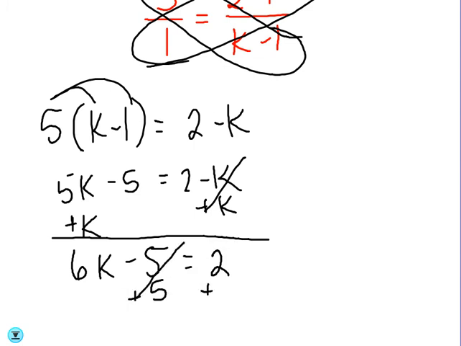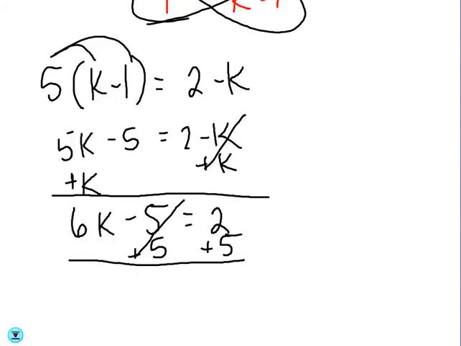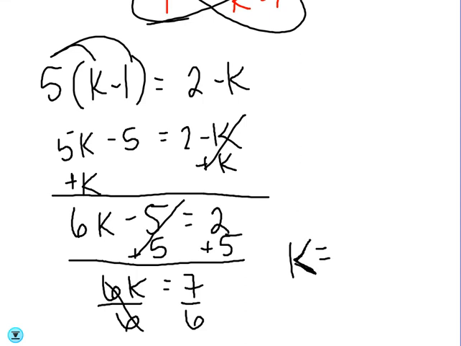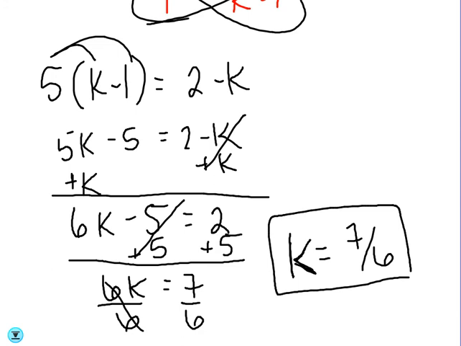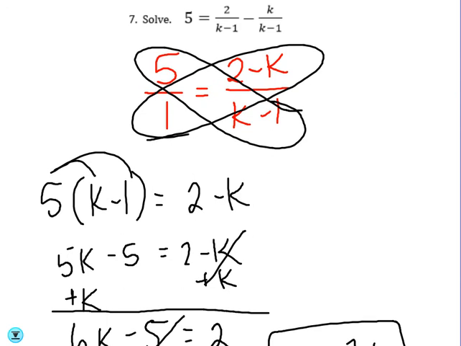Add 5. 6k is equal to 7. Divide by 6, divide by 6. k is equal to 7/6. But we still need to make sure and check our restrictions. So we're going to scroll back up and look at our problem.